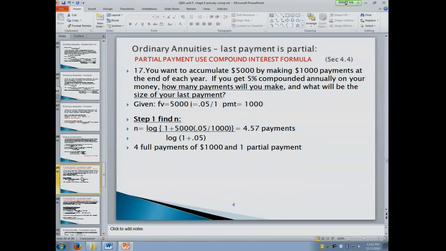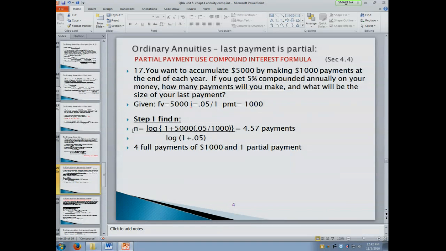So it's going to be partial. You're going to get a partial payment the last time. So we have our future value, we want $5,000. We have our payment of $1,000, and we have I. We don't have how many payments. We're looking for N, given future value.